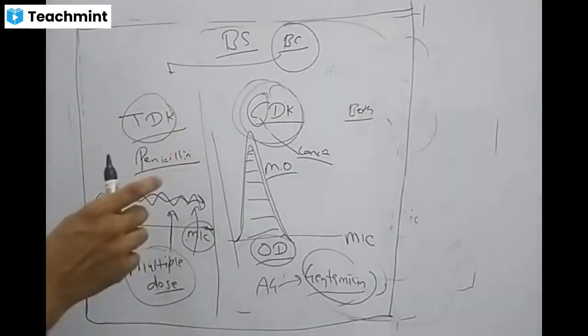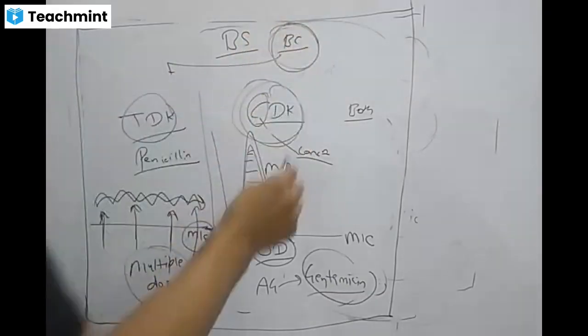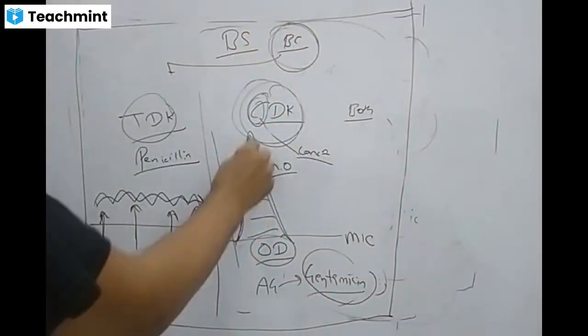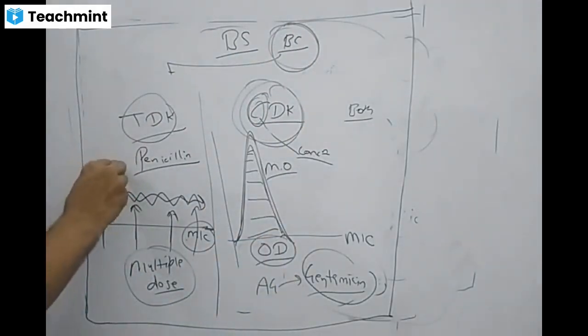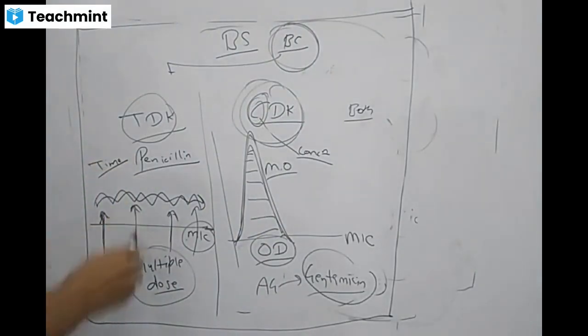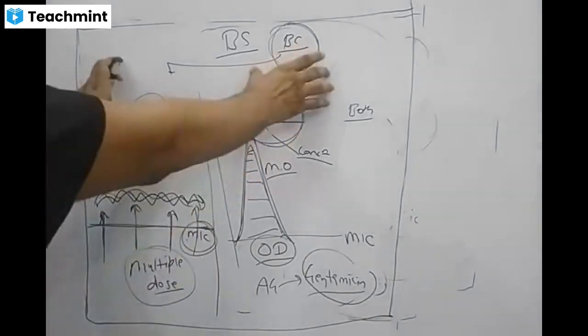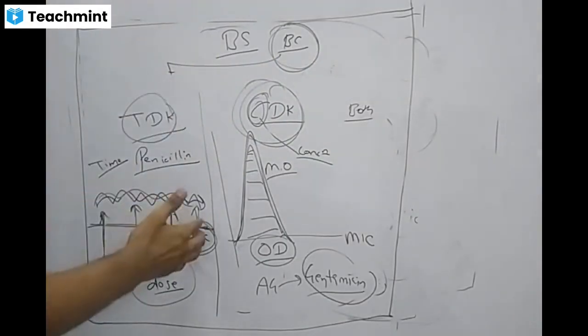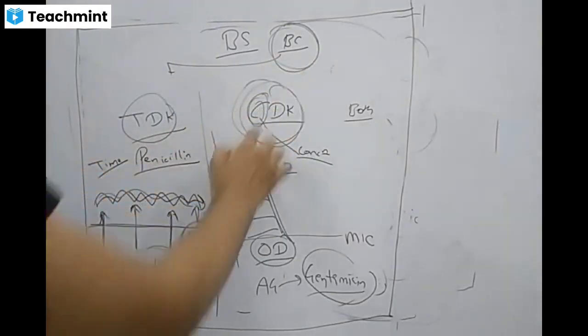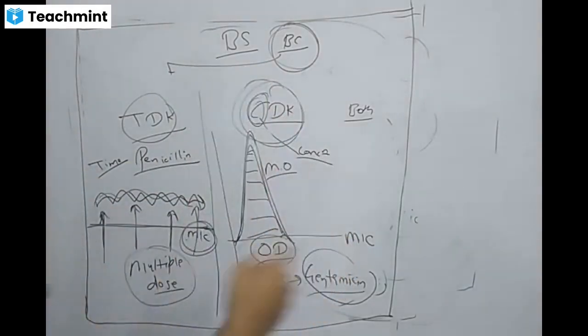So these are two types of killing, or two types of bactericidal effect, where one is dependent on the concentration and the other dependent on the time. This is dependent on the time because we have to administer the drug multiple times so that our concentration should not fall below the baseline, that is your MIC. One is dependent on the time, we need to give multiple doses. One is related to the concentration, we give once a day but a high dose.